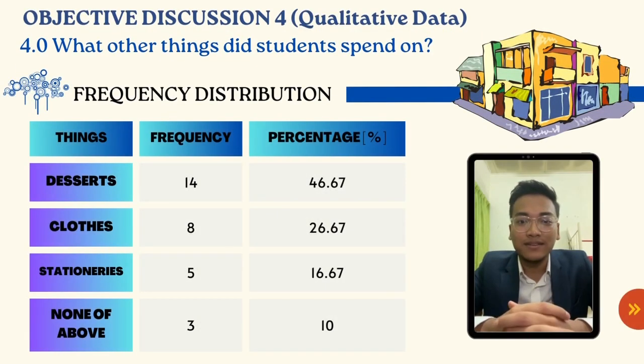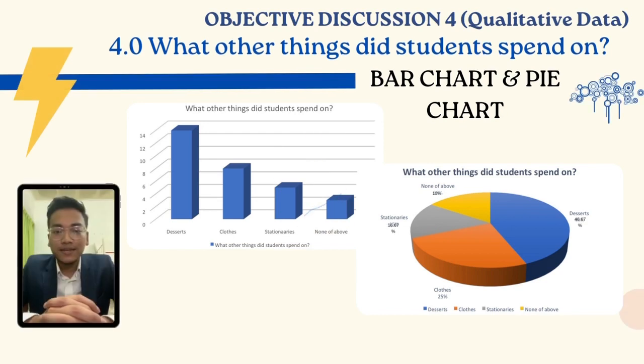Hello, back again with me. The next question is, what other things did students spend on? For objective discussion number 4, we got the results from the respondents. As you can see from the slide, the highest peak is desserts, with a frequency of 14, and the lowest is none of the above with 3 only. These are the bar and pie charts regarding this question. The maximum vote is dessert with 46.67%, followed by clothes 26.67%, stationery 16.67%, and lastly none of the above with 10%.